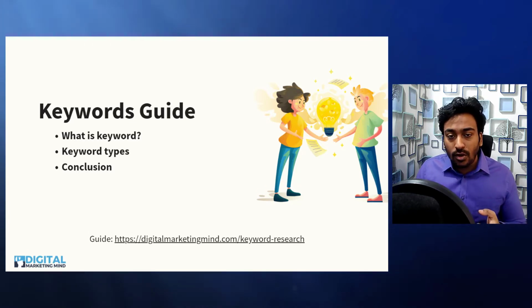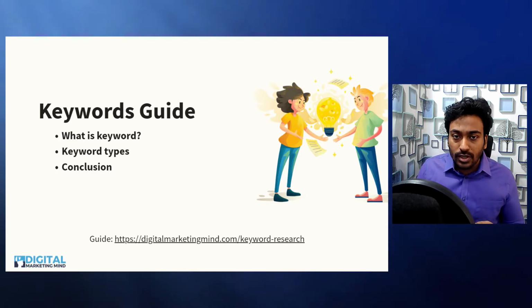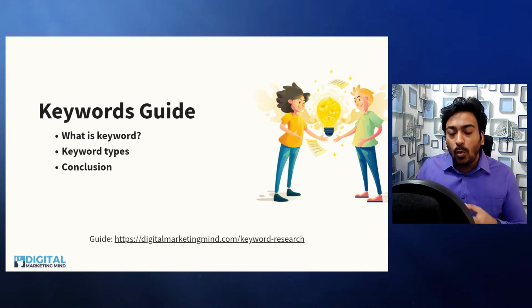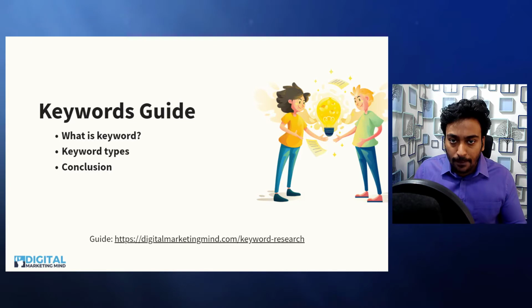Nowadays, when I see people in the industry asking questions about keyword research, they directly ask what is the best SEO tool for keyword research, what is the average competition score, how should I go about finding long tail keywords, which are all very important questions.